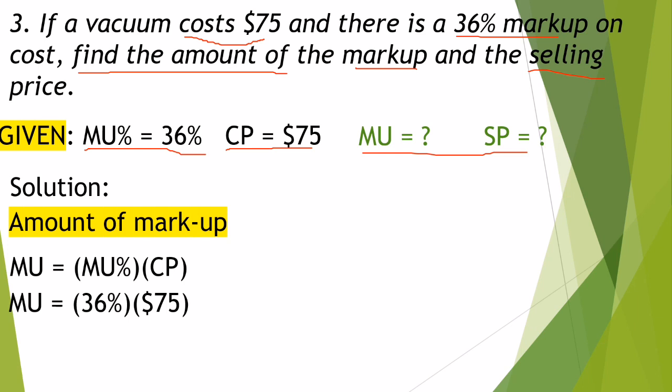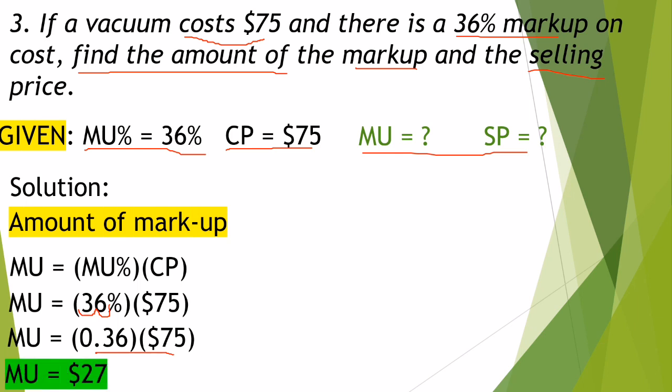And next, we're going to convert first 36% to decimal. So move the decimal point to the left twice, 1, 2. Therefore, we have now MU is equal to 0.36 times $75. And 0.36 times $75, we have now MU is equal to $27. So this is our markup.